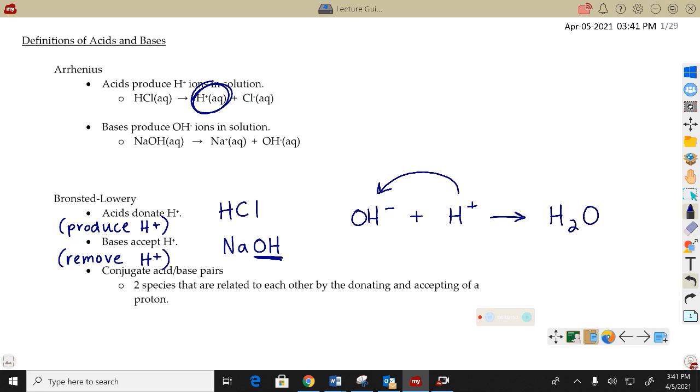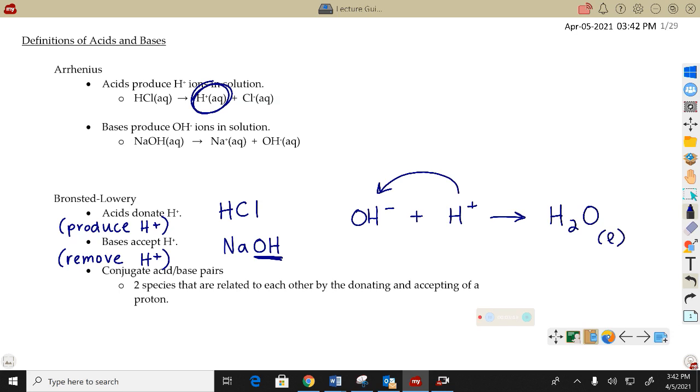And so hydroxide is a great base. It can react with hydrogen to form liquid water, which does not ionize. So it's a way of accepting hydrogen and removing it from the solution.